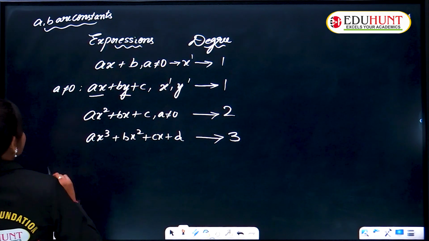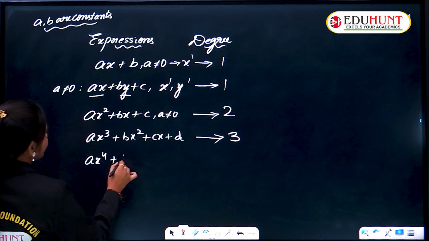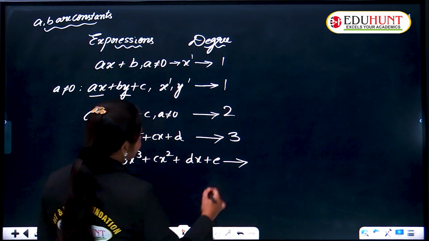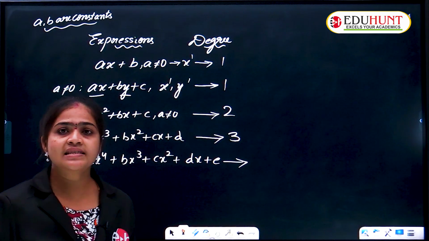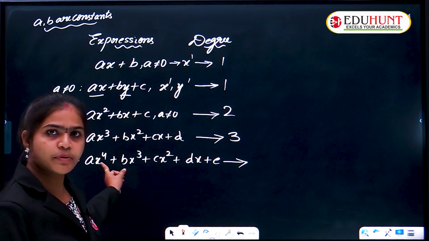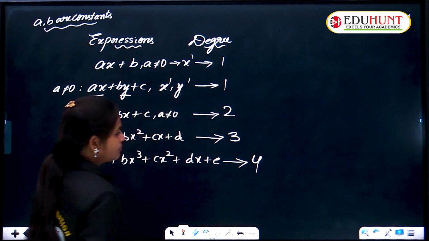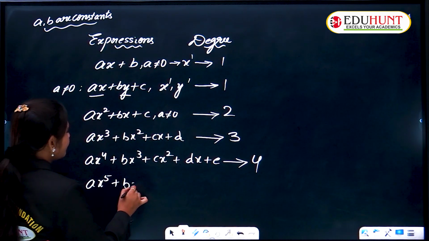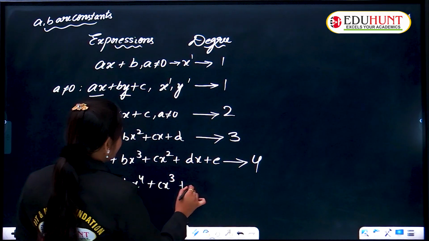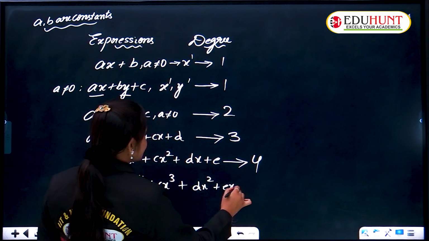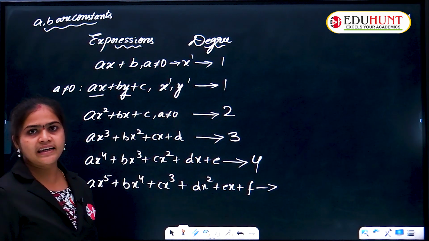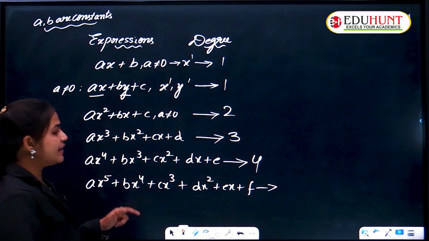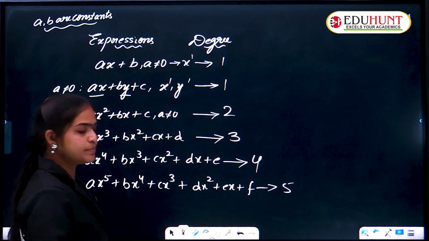In the same way, ax power 4 plus bx cube plus cx square plus dx plus e, where a, b, c, d, e are constants. What is the degree of this expression? The highest power is 4, so the degree is also 4. Similarly, ax power 5 plus bx power 4 plus cx cube plus dx square plus ex plus f. The highest power is 5, so the degree is also 5. And so on.